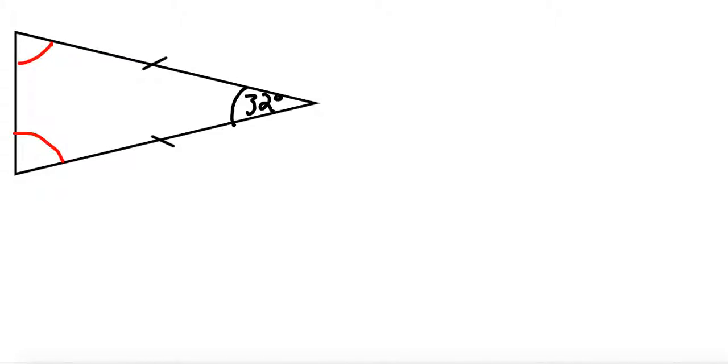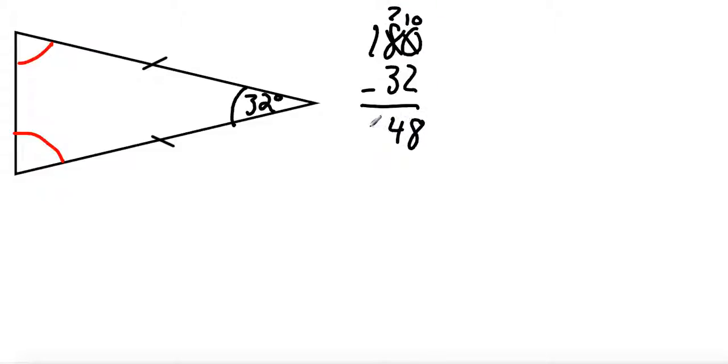Next, we have an isosceles triangle with one angle being 32 degrees. So what we're going to do is first take 180 and subtract 32. We want to know what's left over. We're going to have to do a little bit of borrowing here. And we're going to get 148 degrees between these two leftover angles, right?